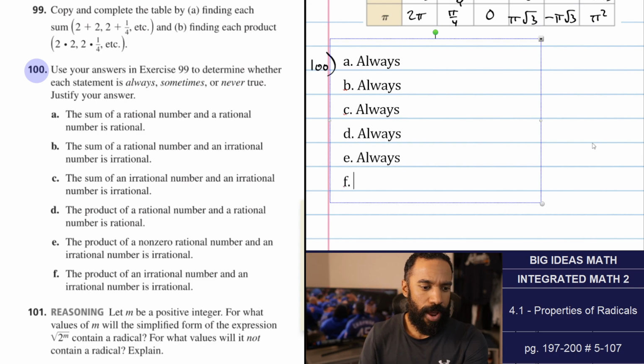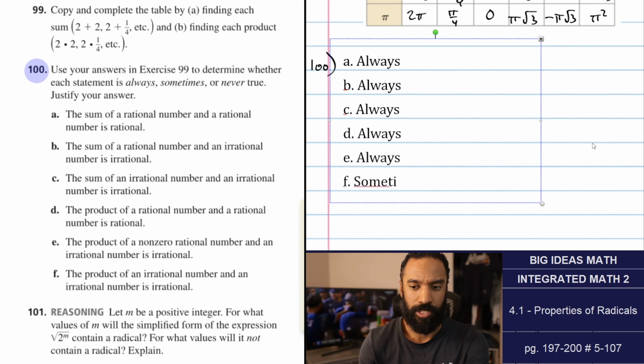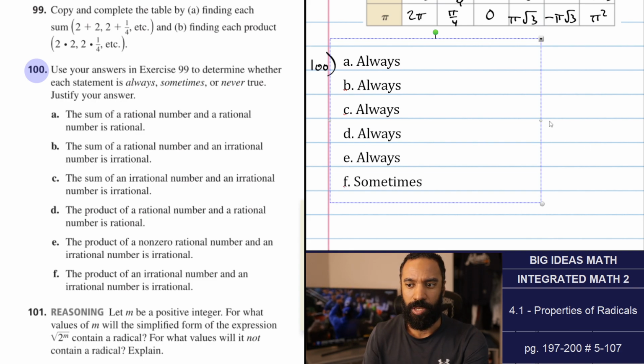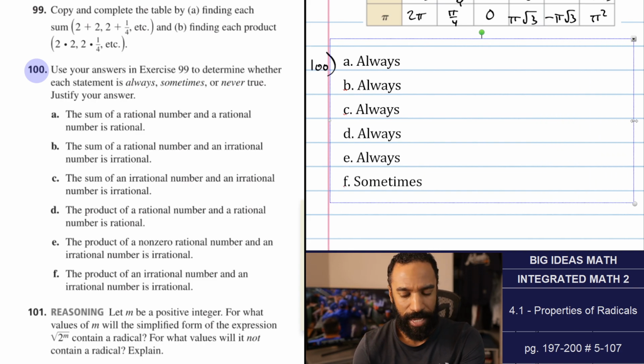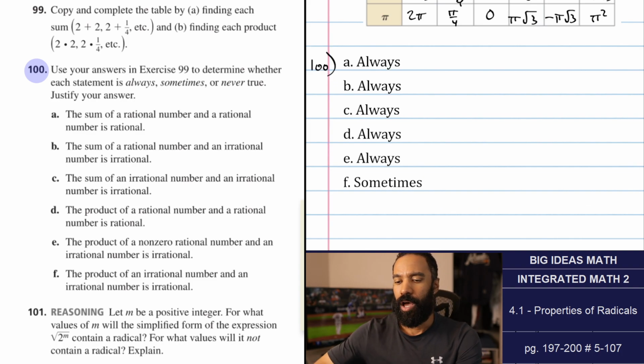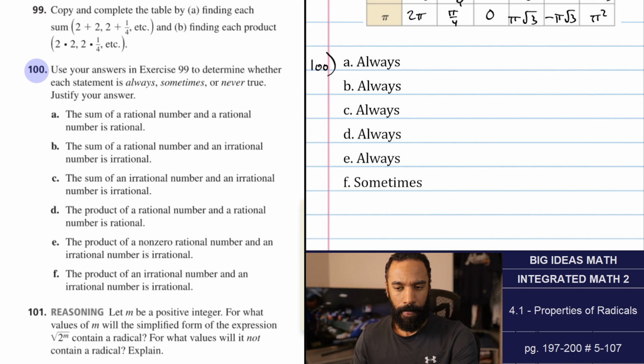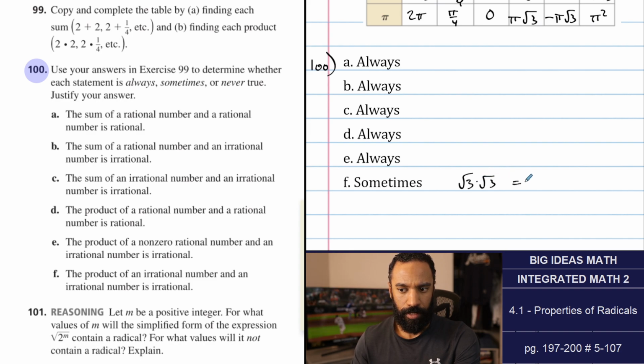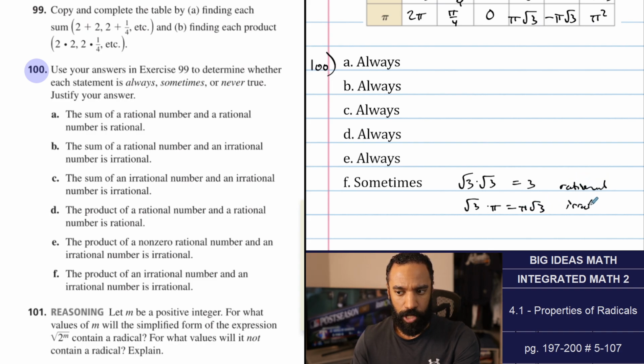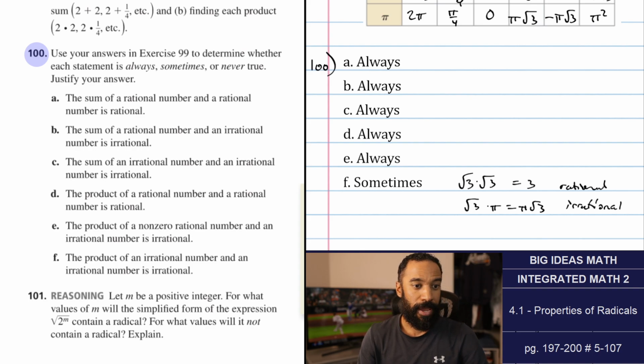And F, the product of an irrational and irrational is irrational. That's not always true. That's sometimes. So in this case, I'm going to justify the sometimes because I want to look at those examples. I can show one that counters that. When you have root 3 times root 3, that gives you 3, whereas root 3 times pi is pi root 3. So rational, irrational. I hope I did this right. That's a bunch of alwayses, and there's no nevers with a sometimes at the very end. That seems to kind of work out in my head.